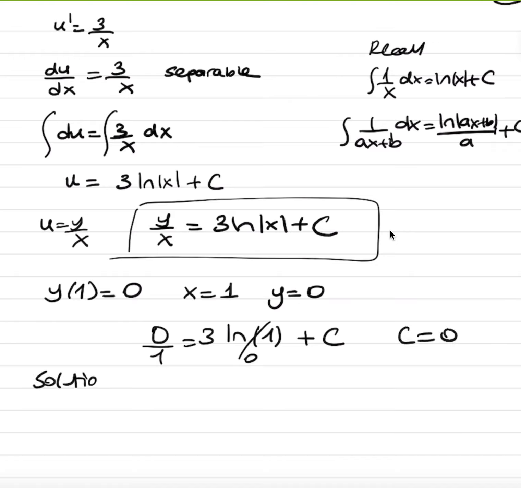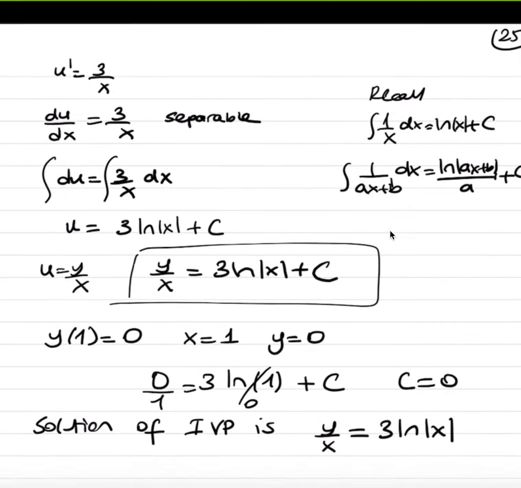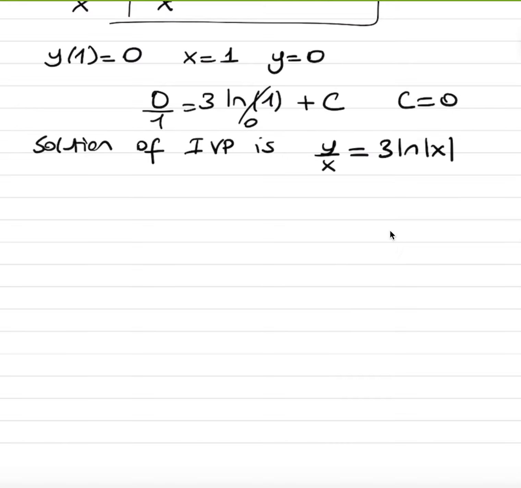So the solution of the initial value problem is y over x plus 3 is equal to 3 ln x. Great, let's continue with the other example.